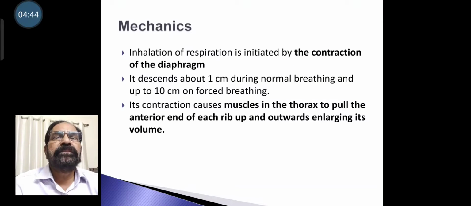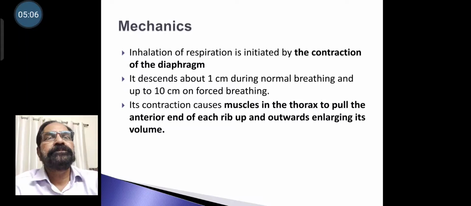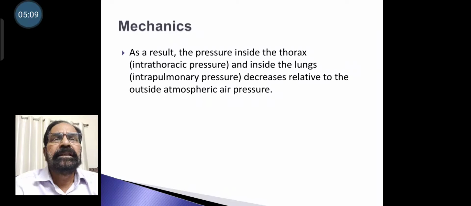Inhalation of respiration is initiated by the contraction of the diaphragm. It descends about 1 centimeter during normal breathing and up to 10 centimeters on forced breathing. Its contraction causes the muscles of the thorax to pull the anterior ends of each rib up and outwards, enlarging the volume. As a result, pressure inside the thorax, intrathoracic pressure, and inside the lungs, intrapulmonary pressure, decrease relative to the outside atmospheric air pressure.